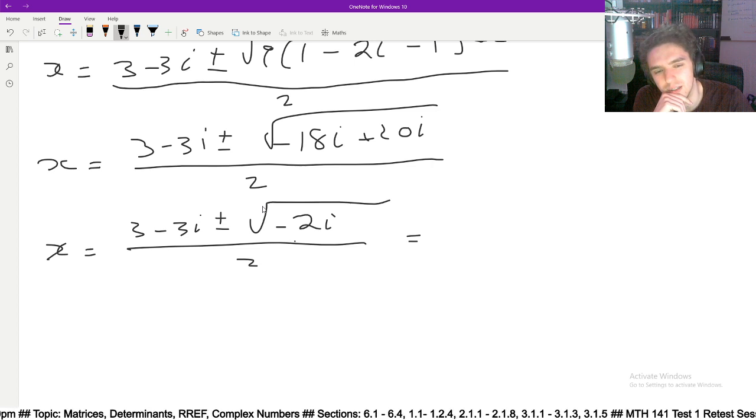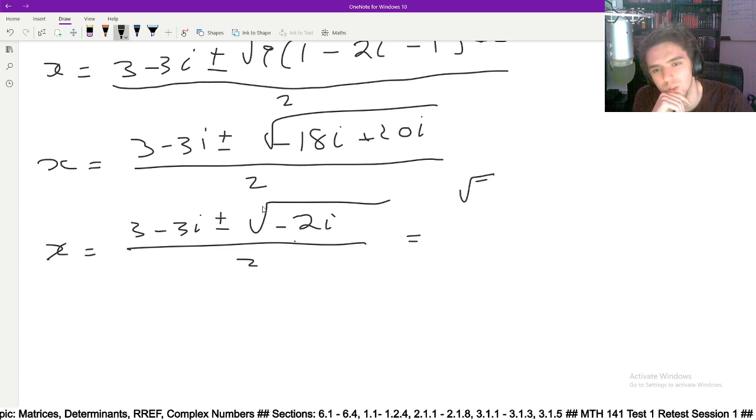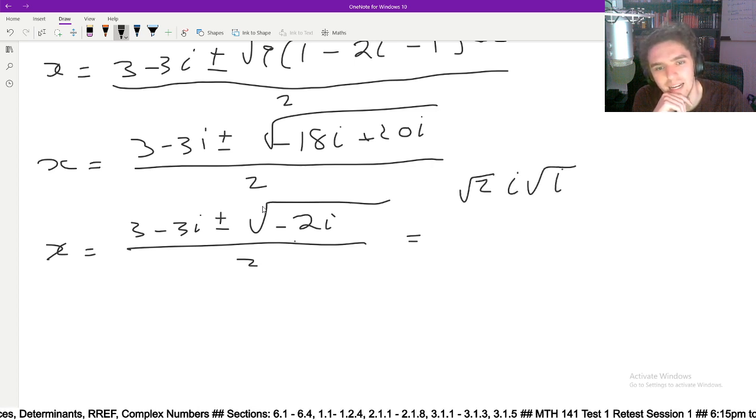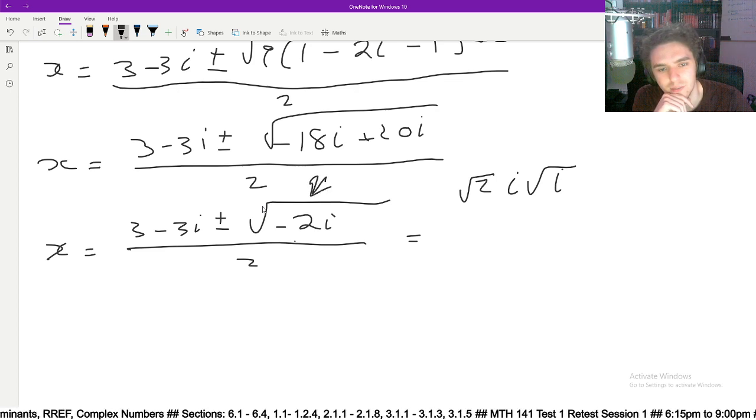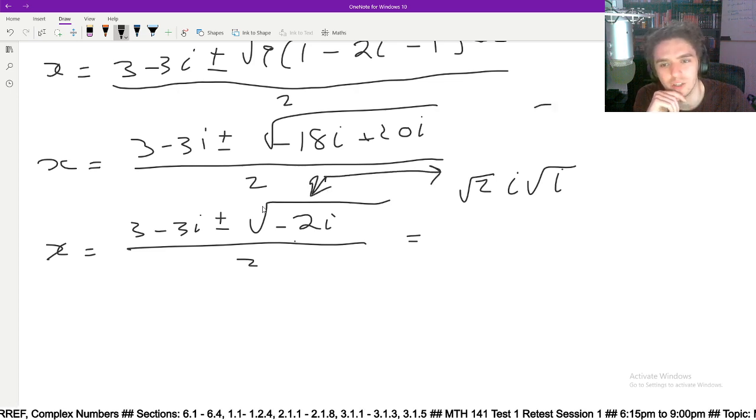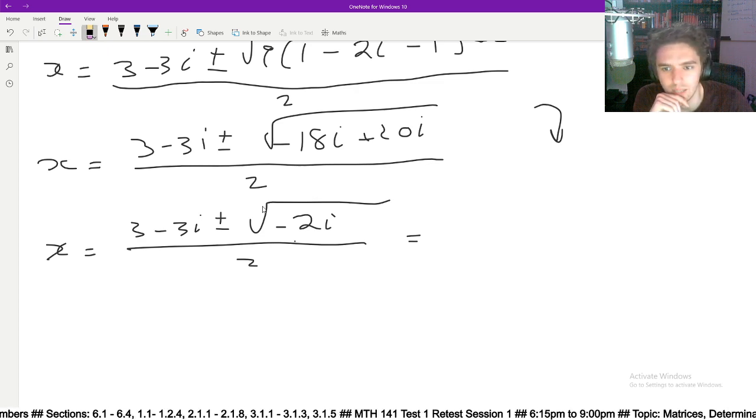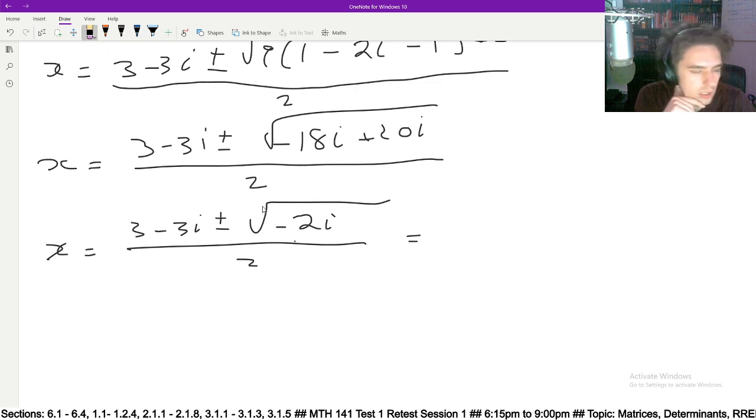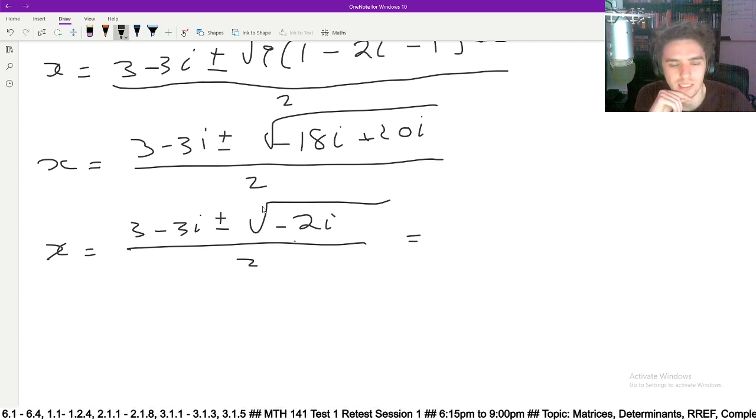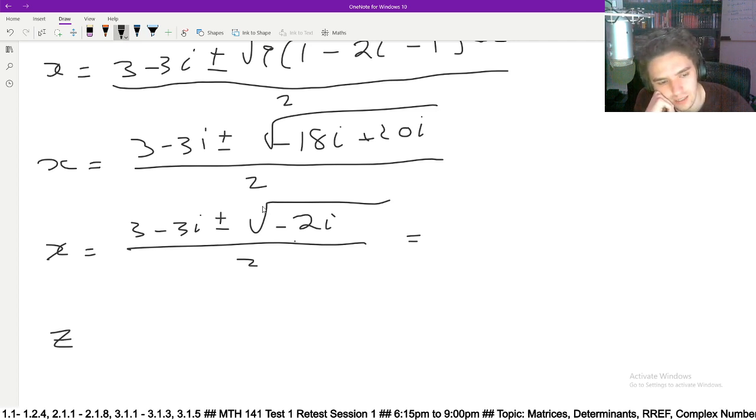This thing could simplify to root 2i times root i, and then you just need to know what root i is. But that's definitely not simpler, so why do that? Let's actually just find the roots. So now we're looking for the square root of z, if z equals 0 minus 2i.